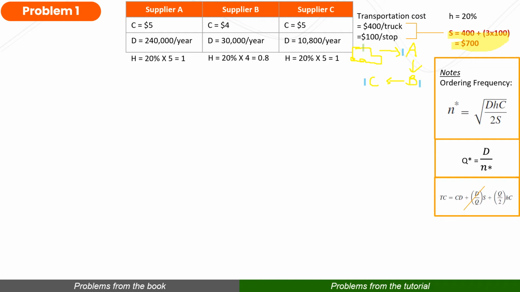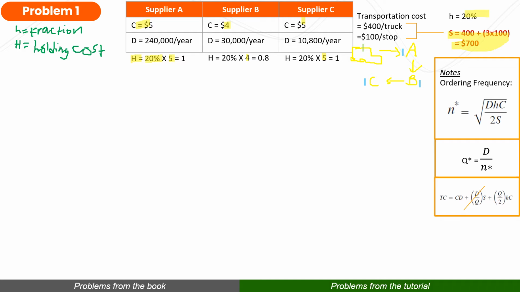Also, I compute the holding cost here. That is from the fraction of holding cost, that is 20% times each cost. So, for example, for supplier A, the holding cost is 20% times 5, and then we get the holding cost is $1, and so on.